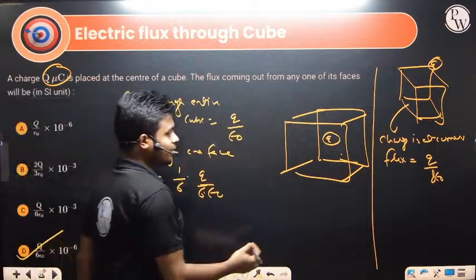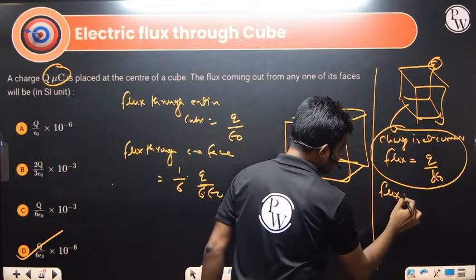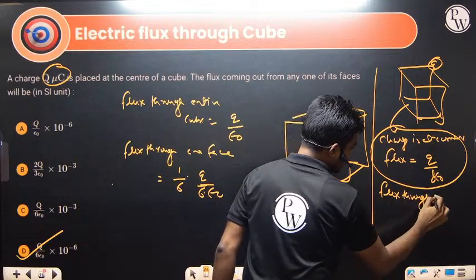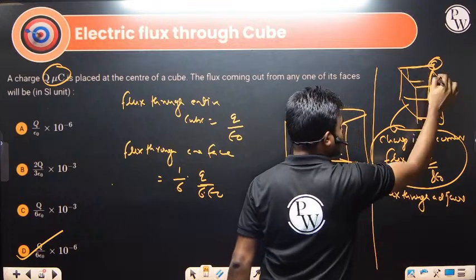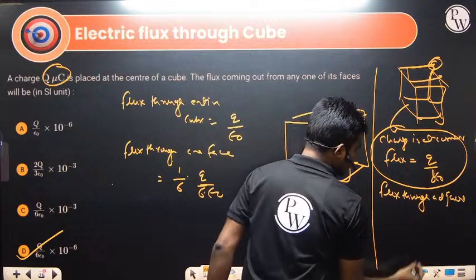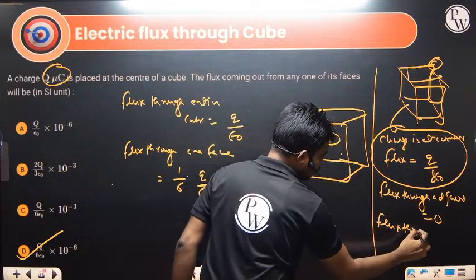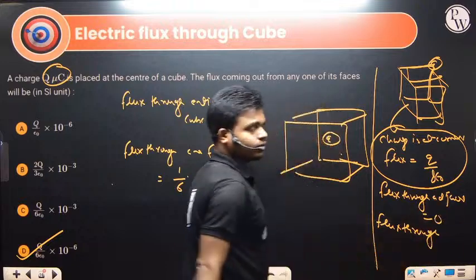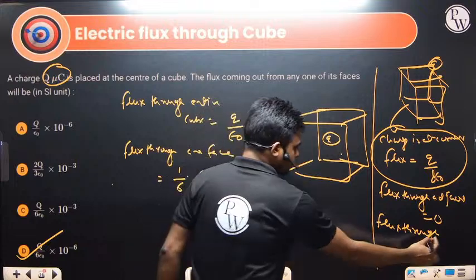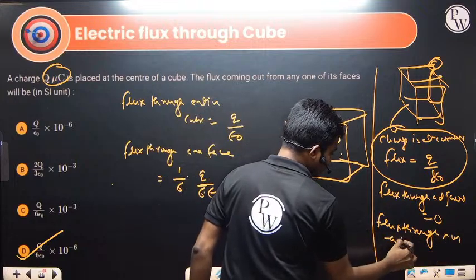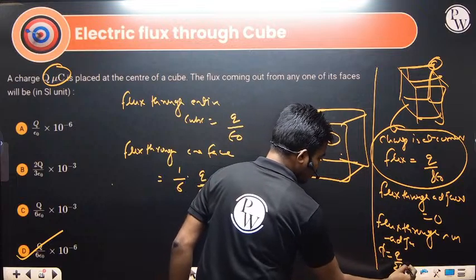If the charge is at the face center, this is the flux through the entire cube, and the flux through an adjacent face will be 0. What is an adjacent face? Where the charge is touching. So this one, this one, and the back one, it will be 0. The flux through a non-adjacent face, meaning where the charge is not touching that face, I will write as Q by 24 epsilon naught.